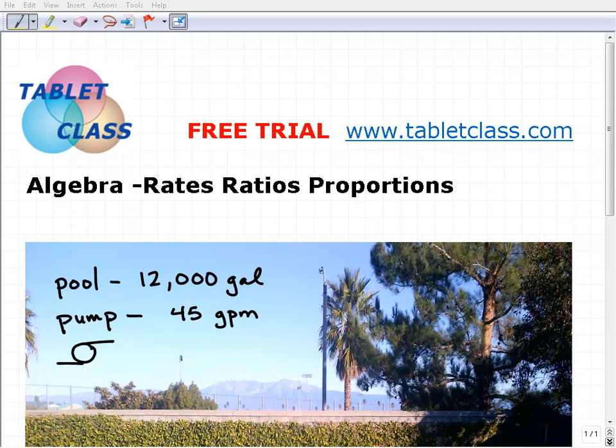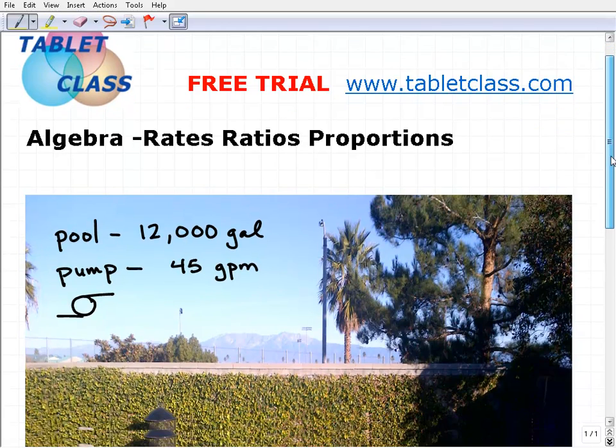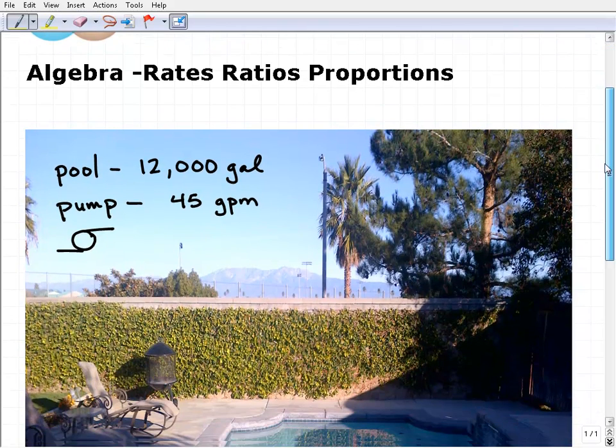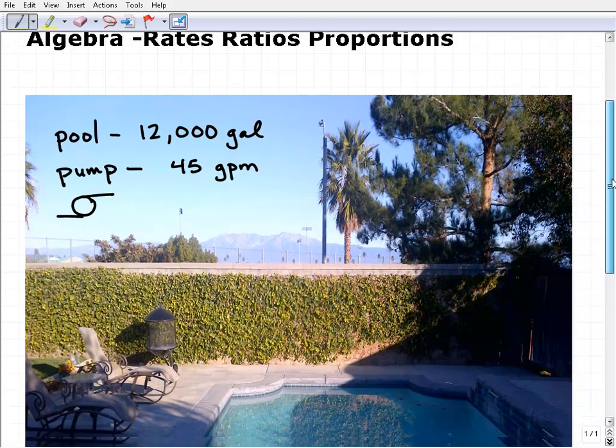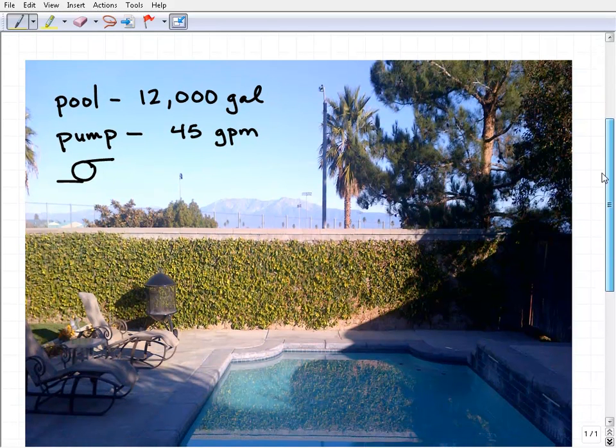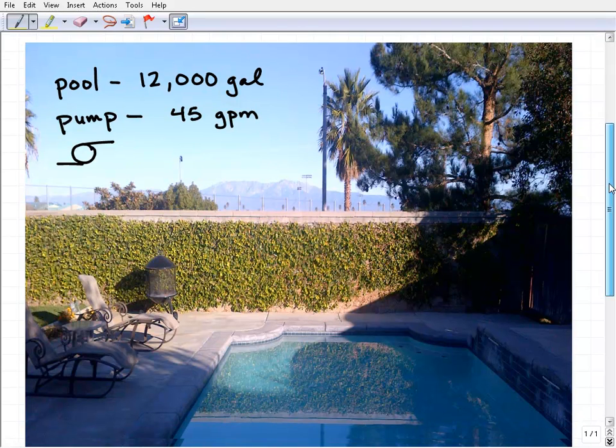And in this particular problem, I want to talk about rates, ratios, and proportions. But I thought I'd soup up this topic by involving a swimming pool. So here's our lovely pool, and here is a problem or situation that we can use to talk about rates and proportions. But specifically here, what I'm really going to be focusing on is units of measure. But anyways, let's get to our problem.